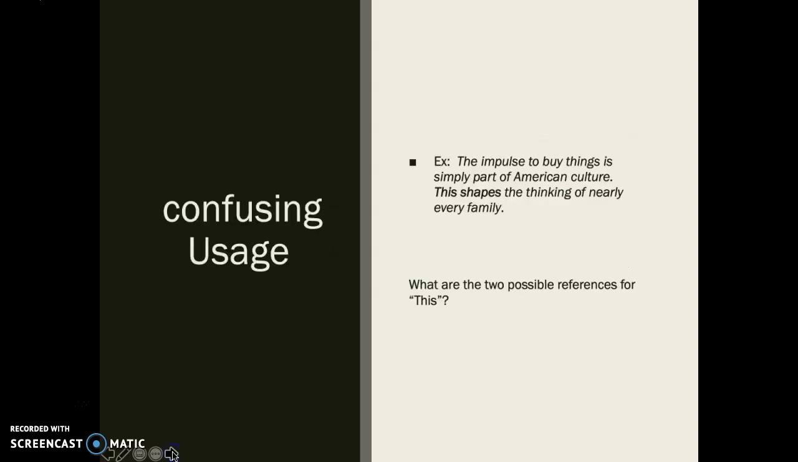So if we have a sentence like, the impulse to buy things is simply part of the American culture, this shapes the thinking of nearly every family. This is the kind of sentence that I might have from a student. You see at the top here, the impulse to buy things should probably grammatically be connected to this, but is the sentence fully connected to this pronoun, or is it that the American culture shapes the thinking, or is it the impulse to buy things? Are they connected? I have a lot of questions about this, and then I'll trip over this sentence, and you don't want your reader to do that.